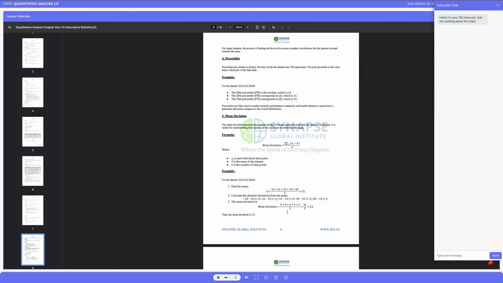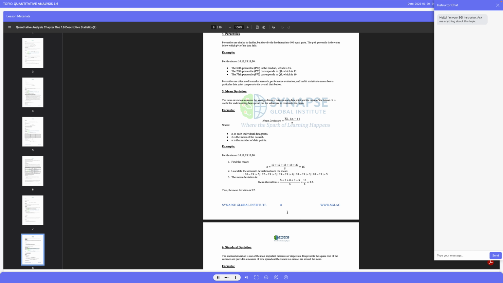We now turn to mean deviation, which measures the average distance of each data value from the mean. Mean deviation provides insight into how spread out the data are relative to the average. The mean deviation is calculated by finding the absolute difference between each data value and the mean, adding these absolute differences together, and then dividing by the number of observations. Unlike variance and standard deviation, mean deviation uses absolute values rather than squared values, making it easier to interpret intuitively.